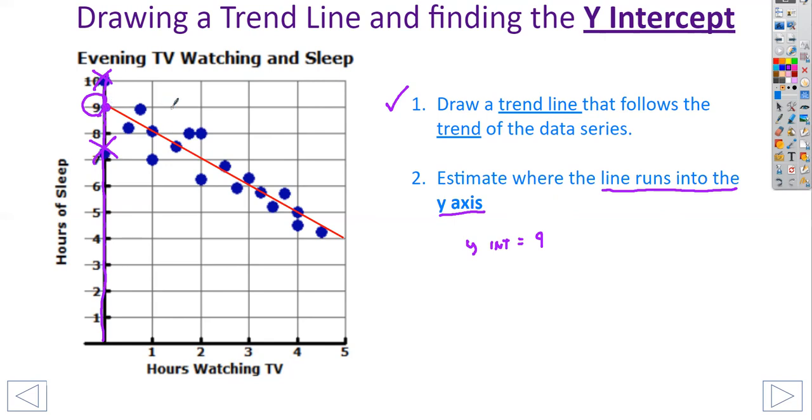So to find the y-intercept, to review, all I do is draw the trend line and then find out where it runs into or intersects the y-axis. Hopefully these lessons were helpful in learning how to draw the trend line, find the slope, and find the y-intercept. If you need a review on solving for slope or solving for y-intercept, there are other videos on my channel that will help you with that as well.